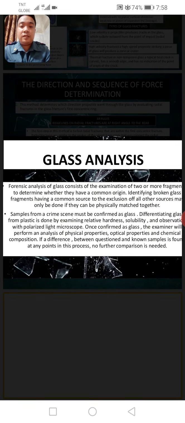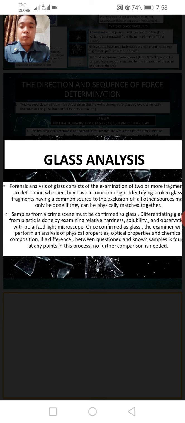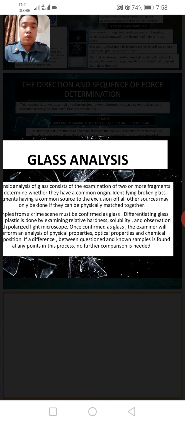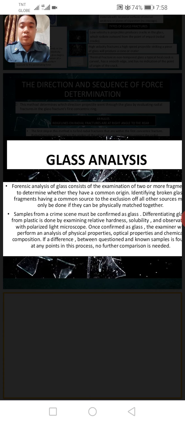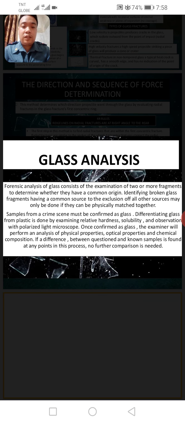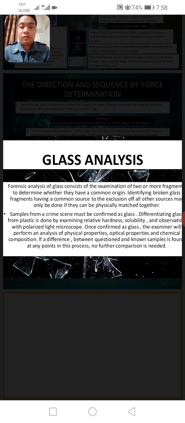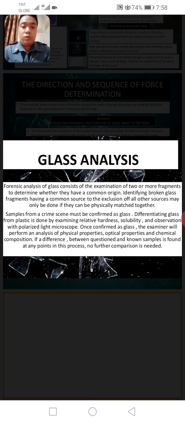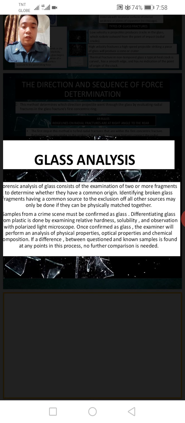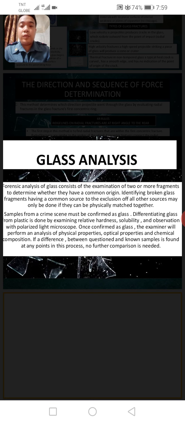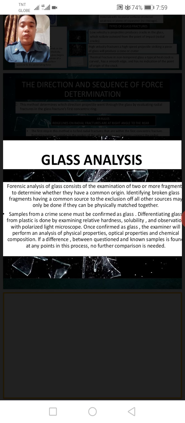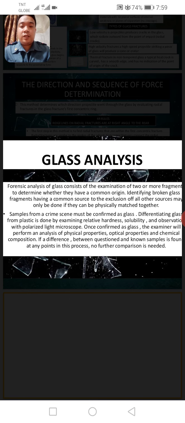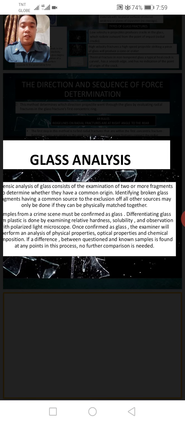And this is the glass analysis. Forensic analysis of glass consists of the examination of two or more fragments to determine whether they have a common origin. Identifying broken glass fragments having a common source to the exclusion of all other sources may only be done if they can be physically matched together. Samples from a crime scene must be confirmed as glass.